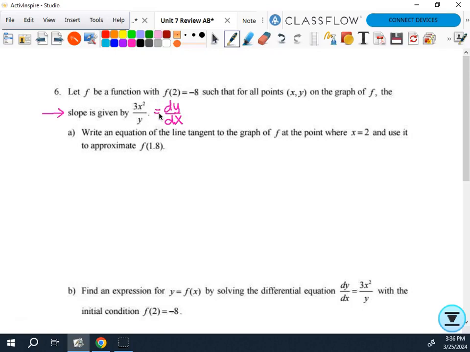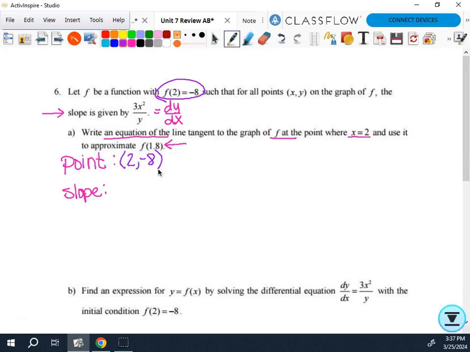Write an equation of the line tangent, so that means I need a point and a slope before I do anything else, so I don't forget those things. Because I want to write an equation of the line tangent to the graph at the point where x equals 2 and use it to approximate f of 1.8. So we know that x equals 2, and it gives us this right here. So we know we have (2, -8).